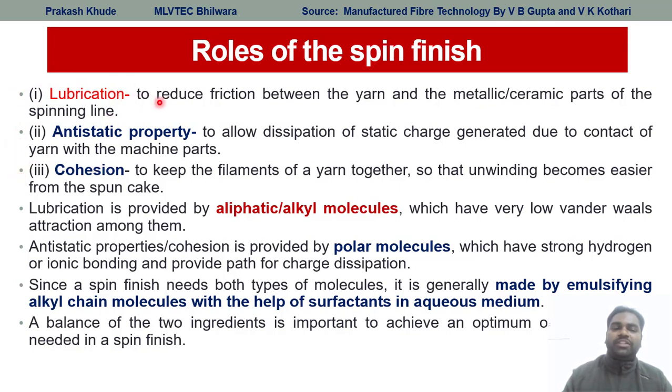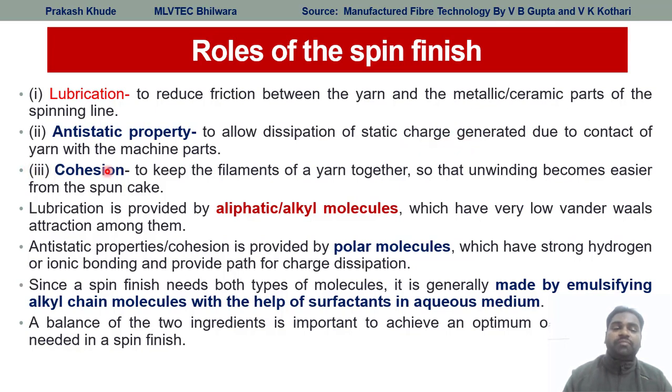Why is there a necessity of the lubrication property in the spin finish? To reduce the friction between yarn and metallic surface, because the filaments are passing through different metallic parts. They need to sustain that friction between yarn and metallic parts, and due to that the lubrication property should be there. The next role is anti-static properties. As these are man-made fibers, static charge generation is more. To dissipate the static charge, the spin finish should have the anti-static property, because due to contact between the yarn and machine parts, there could be chances of static charges.